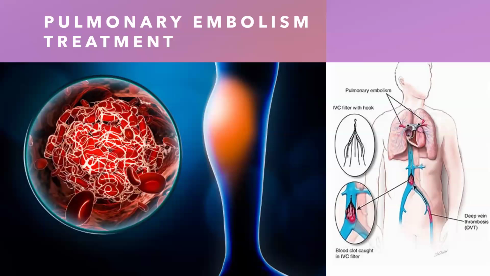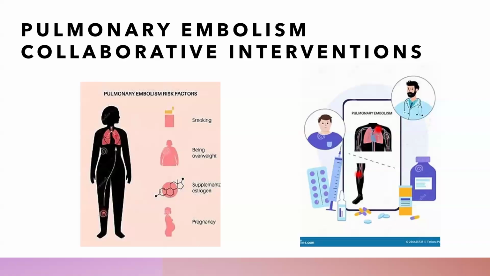So they are used in an emergency situation. So what are our collaborative interventions for clotting disorders? Assessment. Again, sudden dyspnea, sudden sharp chest or upper abdominal pain. Cyanosis, which means their fingers and lips are turning blue. They don't have enough blood flow. Tachycardia, fast heart rate, a drop in blood pressure.